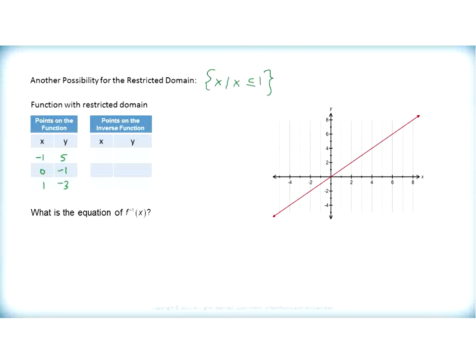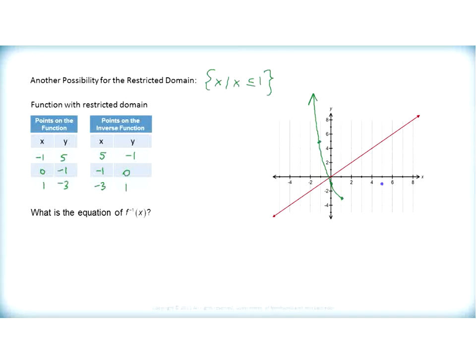Let's graph it. I got negative 1 and 5. I've got 0 and negative 1. And I got 1, negative 3. No big surprise here. Now I'm graphing the left side of my parabola, right there. But you can see that when I graph the inverse of that left side, the inverse will be a function. Let's graph it and see. 5, negative 1, negative 1, 0, negative 3, 1. Let's plot the points again, and let's join them up.